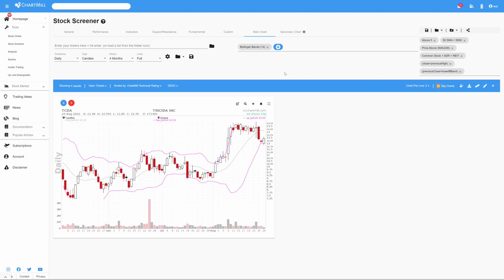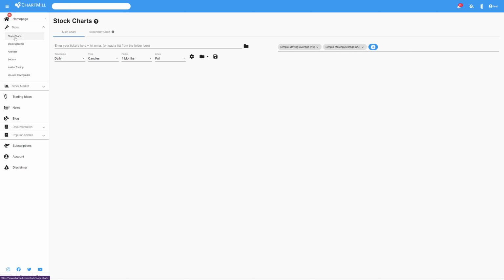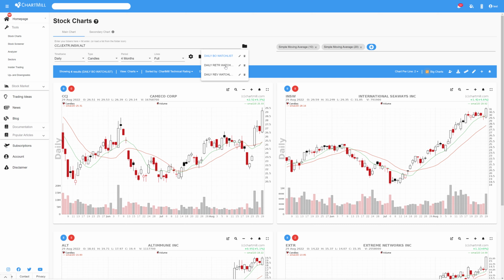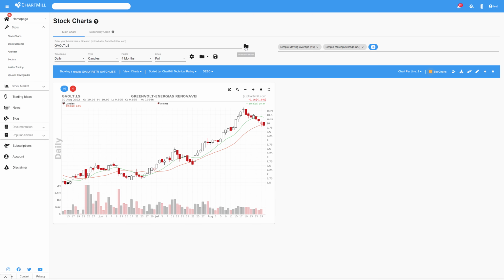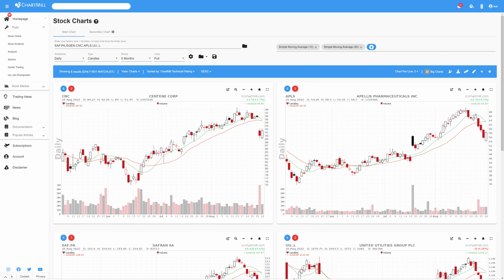As you noticed, it took relatively little time to select a number of stocks for 3 different watch lists, which you can now view in further detail. And to do so, select the stock charts page and then click on the folder to load the watch list containing all your individual stocks. So we have the daily breakout watch list, the retracement watch list, and to conclude, the mean reversion watch list.